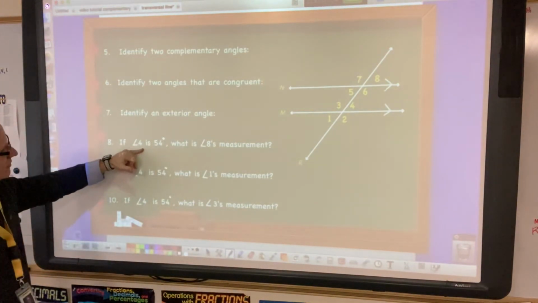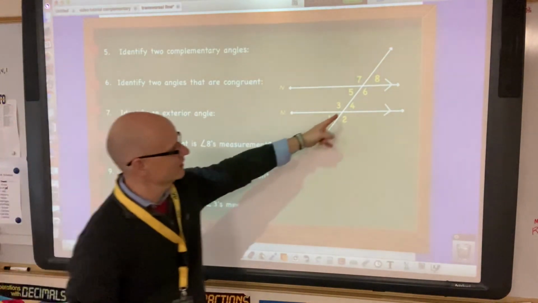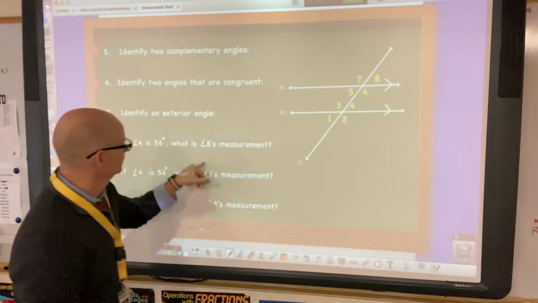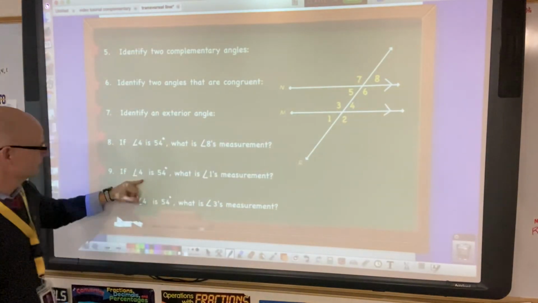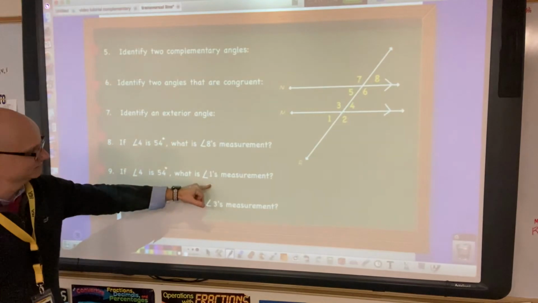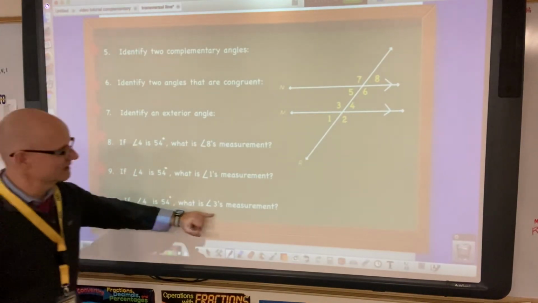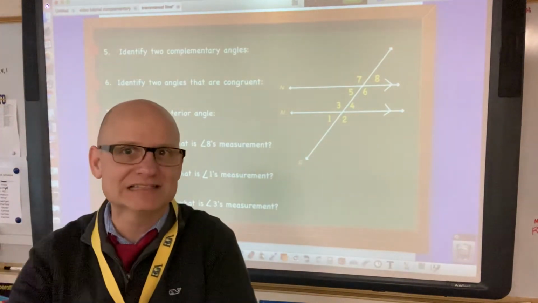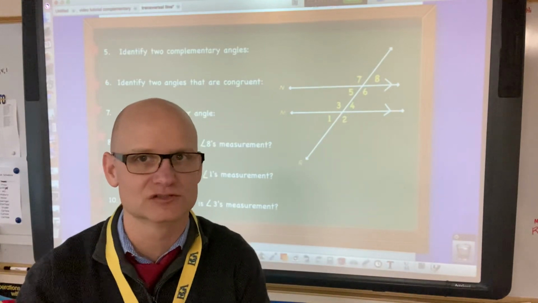Number 7, it says if angle 4 is 54 degrees, if this angle right here is 54 degrees, then what's angle 8? Same thing, if angle 4 is 54 degrees, what's angle 1? If angle 4 is 54 degrees, what's angle 3? And you should be able to know that. You should be able, based on the information that we have just discussed, to figure this out.